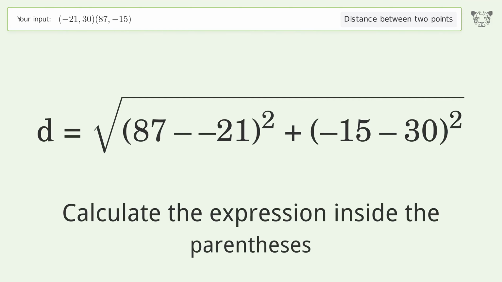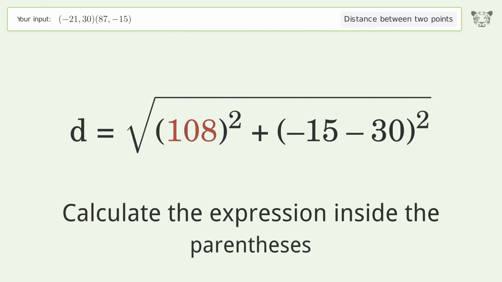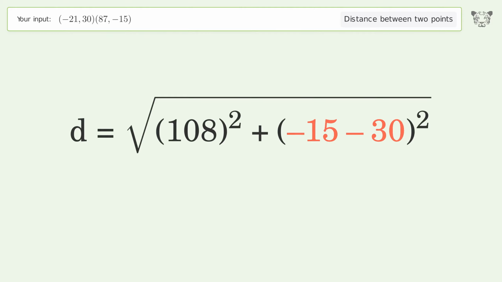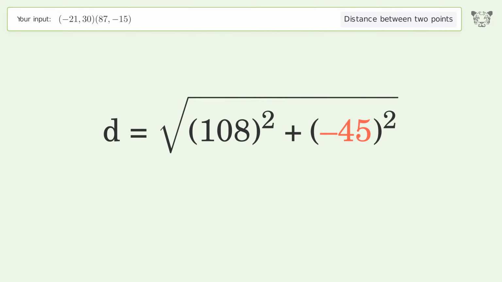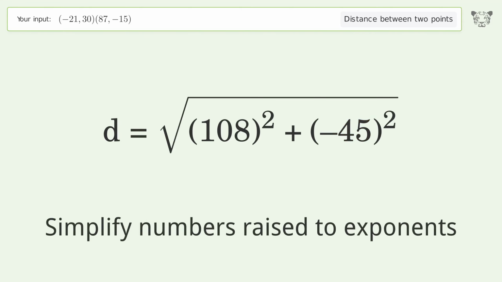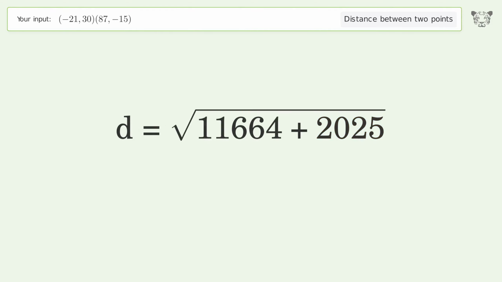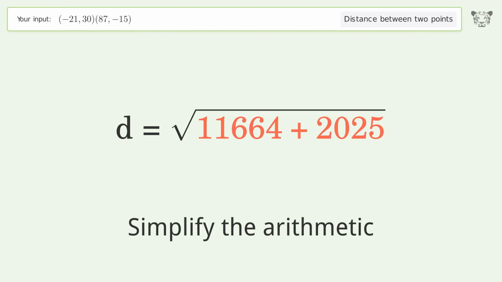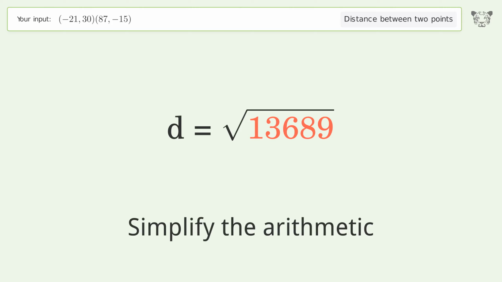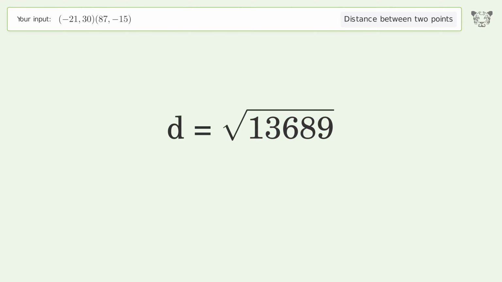Calculate the expression inside the parentheses. Simplify numbers raised to exponents. Simplify the arithmetic. And so the distance between the 2 points is the square root of 13,689, or 117.